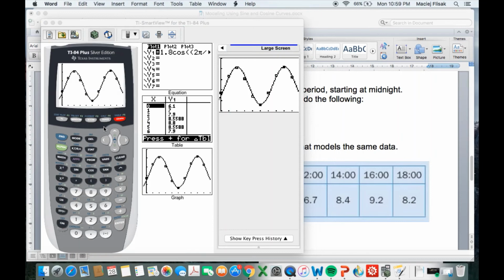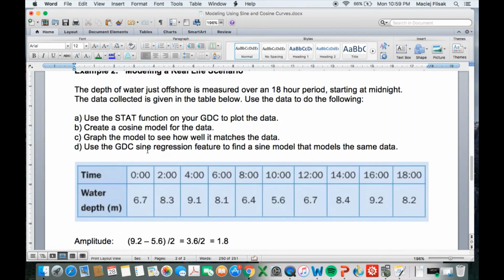So great model. Last step. Use the GDC sine regression. The word regression means to calculate the best fit model for something. You might be familiar with linear regression if you have a bunch of linear data and it's not a perfect line, but you want to find a line of best fit. That's called calculating a linear regression. In this case, we're going to find a sine curve that best matches some data. So we've just created the cosine model, but we can use the calculator to find the sine model.